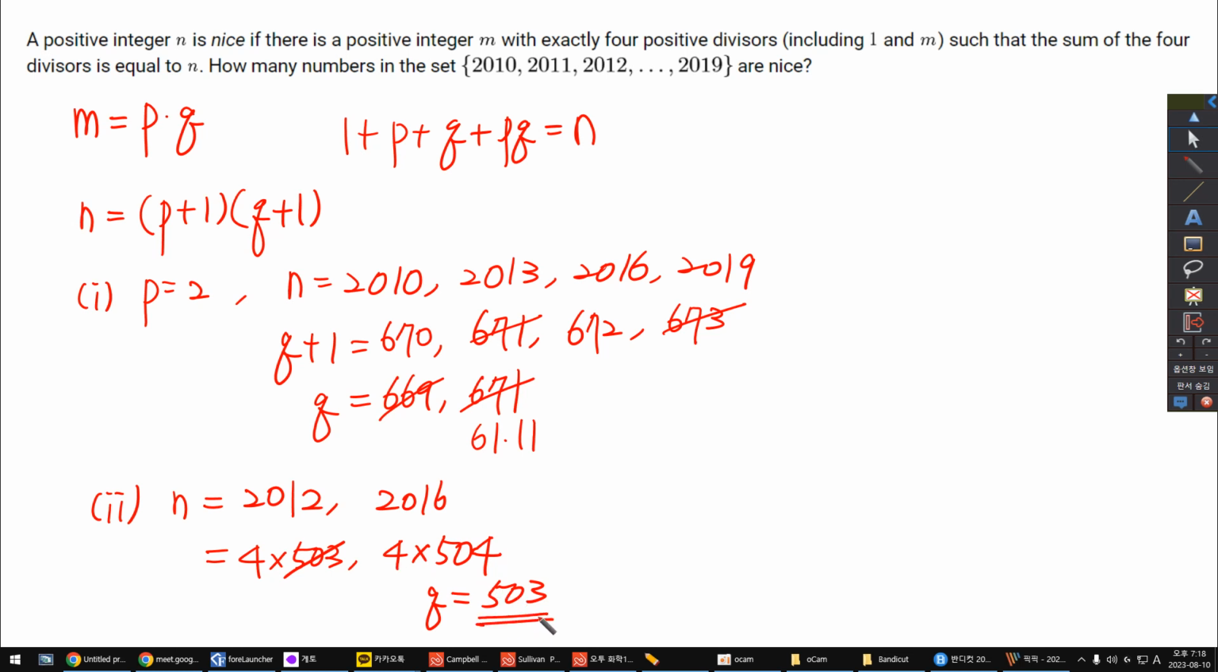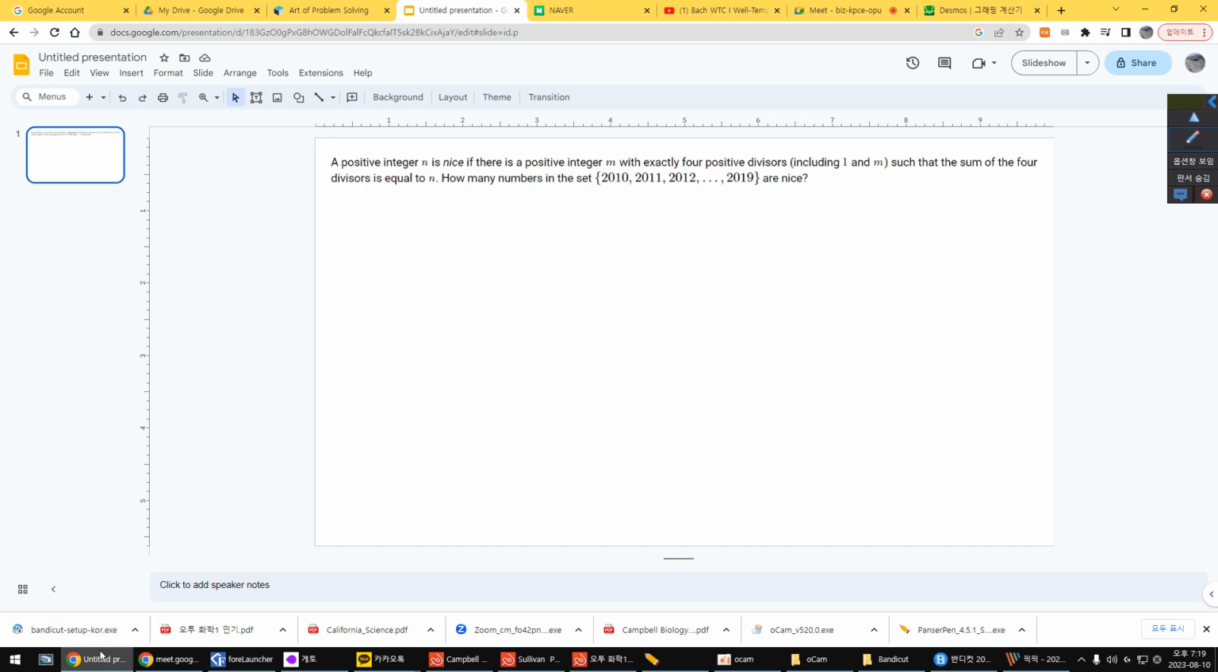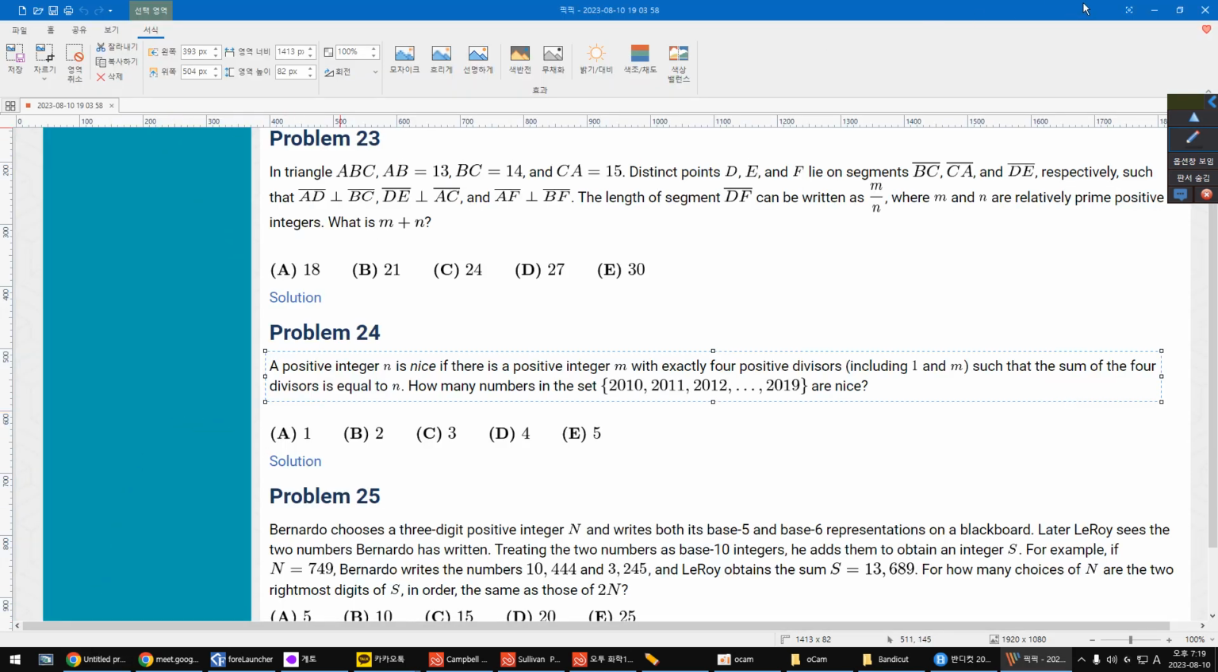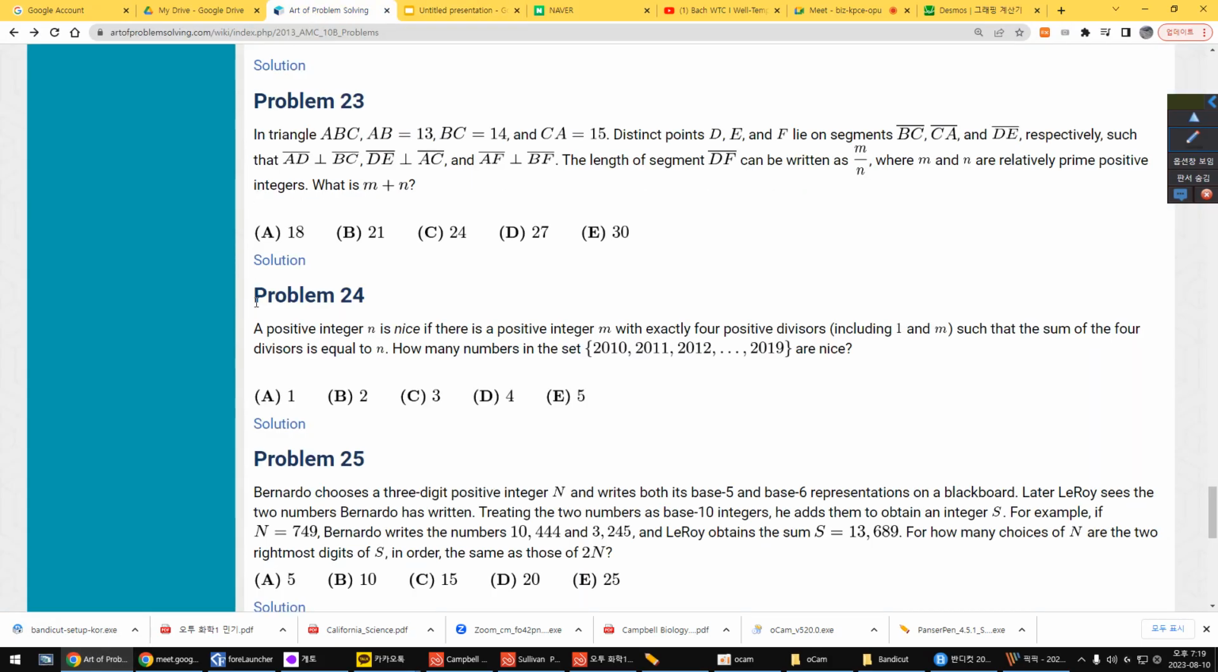So 503 is a prime number. That means it satisfies the condition. The p is 3 and q is 503. So there is one number satisfying this condition. So one number is nice. So from the set, there is only one number. Yep, so the answer is 1.